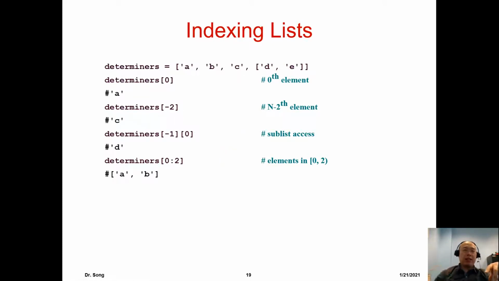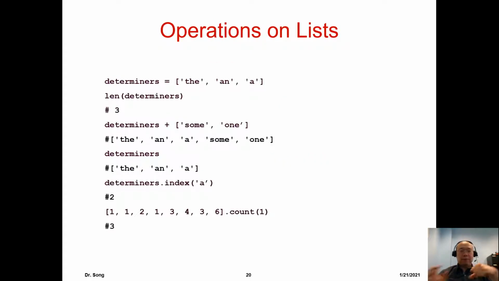Okay, and for the list, we can also have the slicing. We talked about slicing when we reviewed the strings. Here are some more operators. We can do the length, and we can do the concatenation too. After doing the concatenation, remember, the original one is not changed. So we have the determiners, plus another list. This will create a new list for you. However, the original one stays the same.